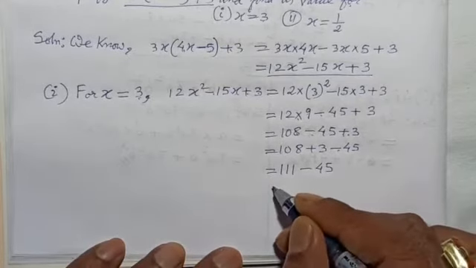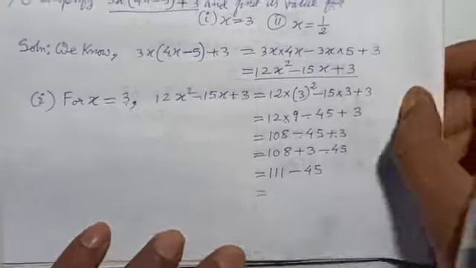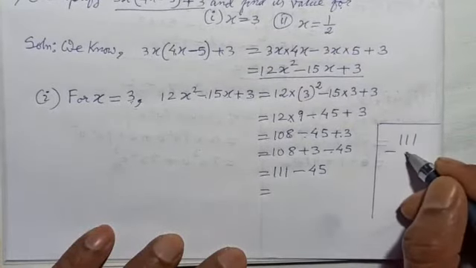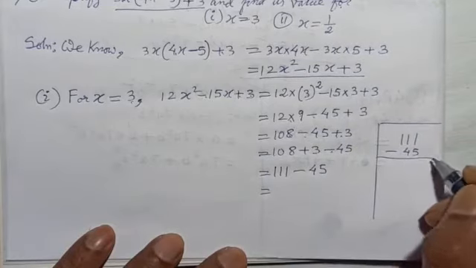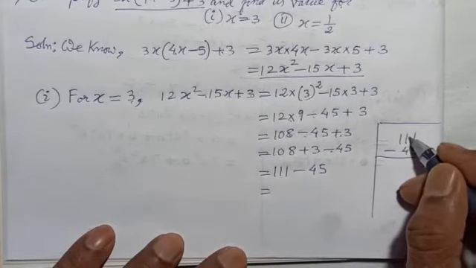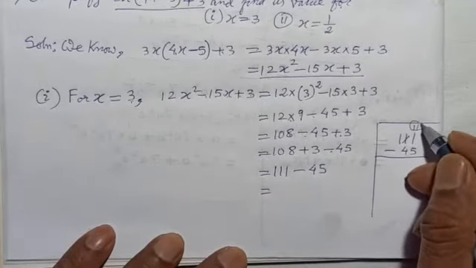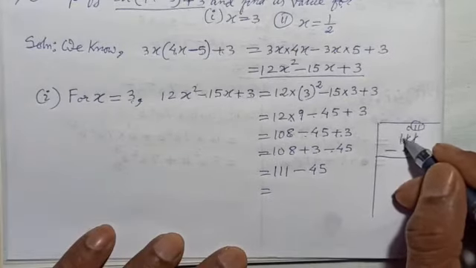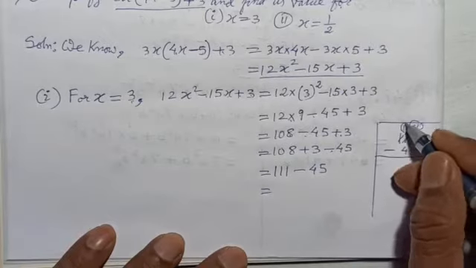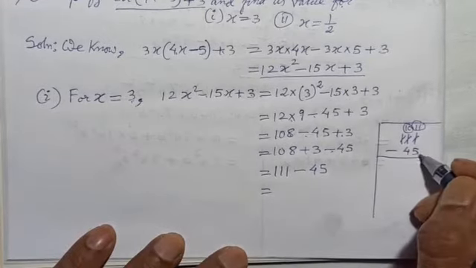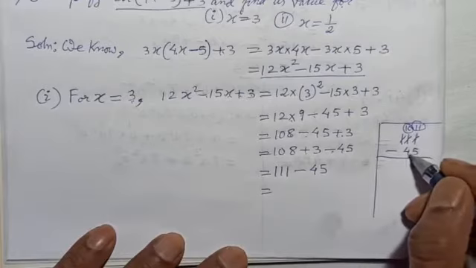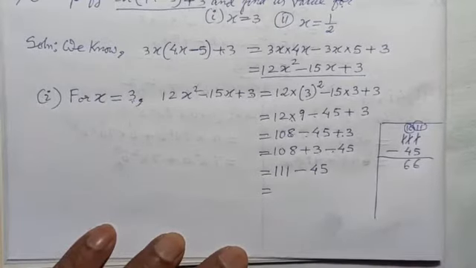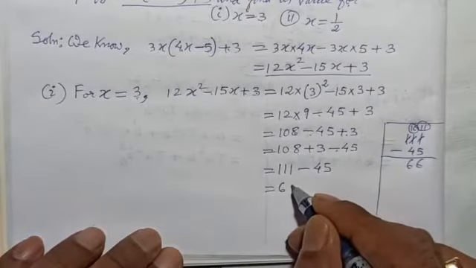Now let us subtract these two numbers. From this 111, let us subtract 45. From 1 we cannot subtract 5, so borrow 1 from here, so the number will be 11. If 1 is given, then there is 0, and from this again we have to borrow 1, then 10. 11 minus 5 is 6, 10 minus 4 is again 6. So we are getting 66, and 66 is the answer.